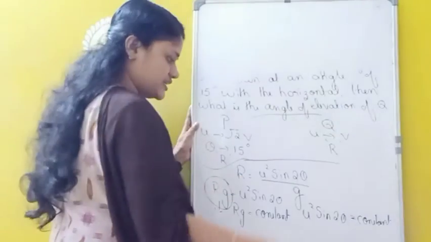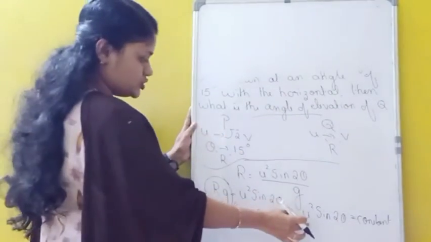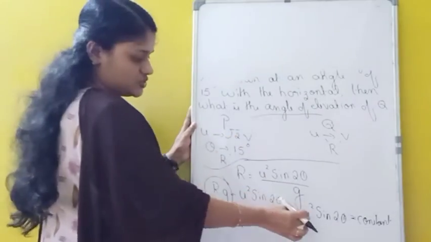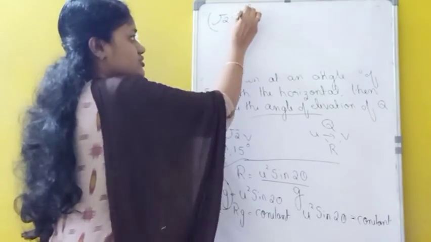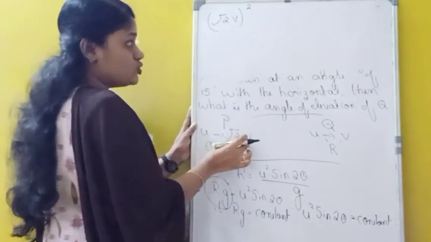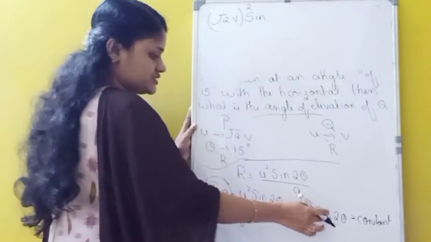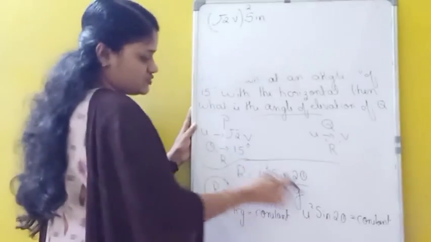So first of all, I am writing u square sine 2 theta for which one? This projectile P. So u, what is the velocity here? Instead of u, here we can apply root 2v. So u square means root 2v the whole square. So instead of u square I have written here root 2v the whole square into sine of 2 theta. So 2 into what is the theta value here? 15 degree. So 2 into 15 is how much?